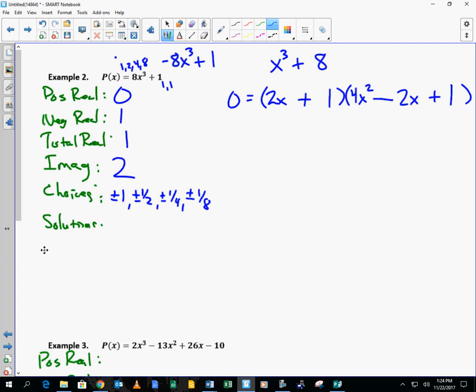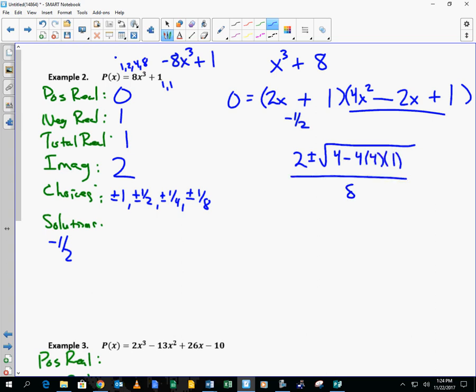Okay. So what's my solution here? -1/2. Was that one of my choices? Yep, it's a rational solution, so it should show up as one of my choices, and that's my negative real, isn't it? So I need 2 imaginary. Can I factor that? No, I can't. So what do I use? Quadratic formula. 2 plus or minus square root of what? 4 minus 4 times 1 all over 2a, or 8.